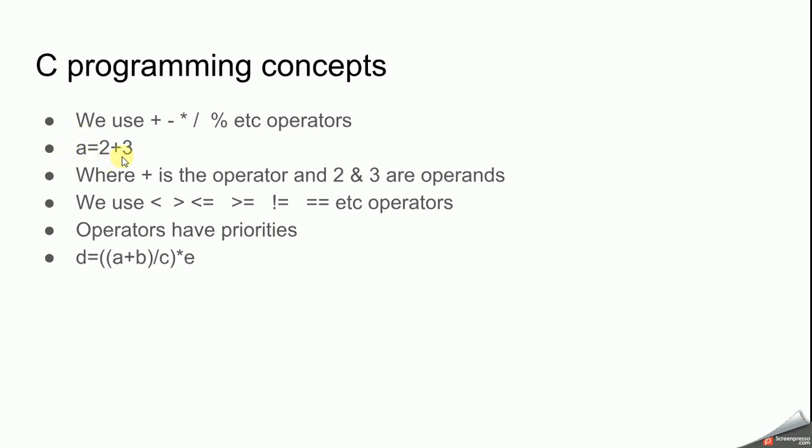So this is the basic concept of C programming. It's a kind of equation. In C programming, many things will be written in the form of an equation, or we say an expression, where we combine data, that is information, and operators together. Technically we say these are the operands. 2 and 3 are the operands on which the plus operator will work.